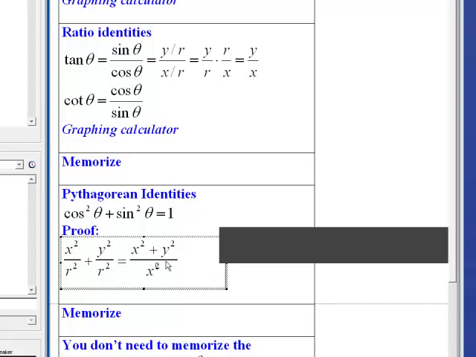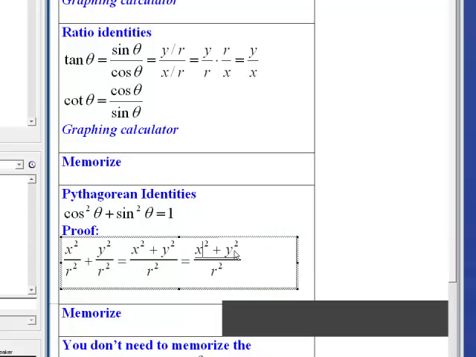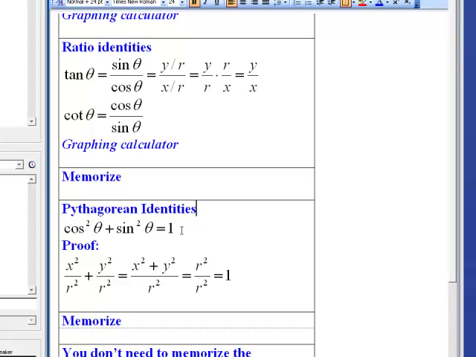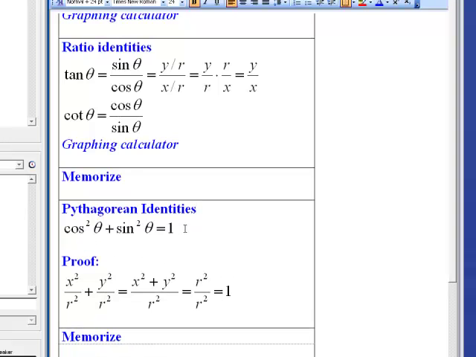divided by r squared. And now, because x and y are the coordinates in the right triangle, x squared plus y squared is actually r squared. So that's actually an r right here. And then, of course, equals 1. And really, that was the proof for the Pythagorean identity. This one here, definitely memorize.